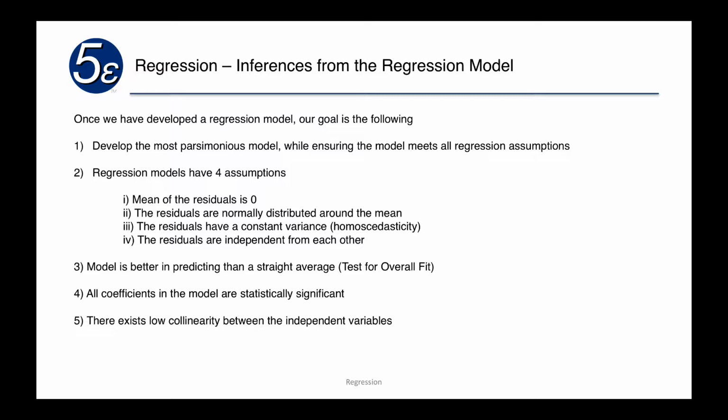We're also going to have to focus on the fact that a model is better than predicting, let's say, a straight average. And we'll have a way to compare multiple models using a test for overall fit or goodness of fit, using the F-test and an ANOVA table. We also want to have our coefficients in the model be statistically significant. If there are variables in the model that are not statistically significant, we want to remove them and then rerun the model. And finally, that there exists low collinearity between independent variables. And what we mean by that is that the variables shouldn't be related to each other too much. And we're going to talk about this again in another module.